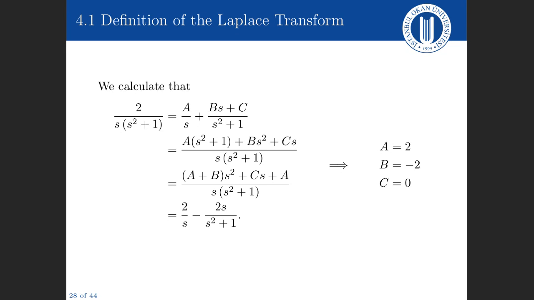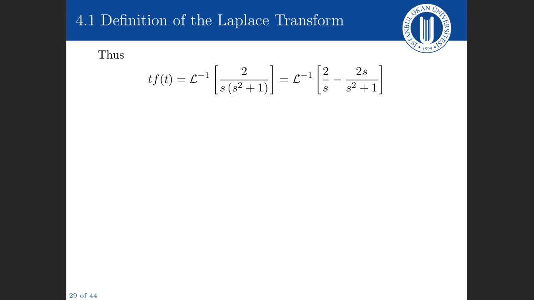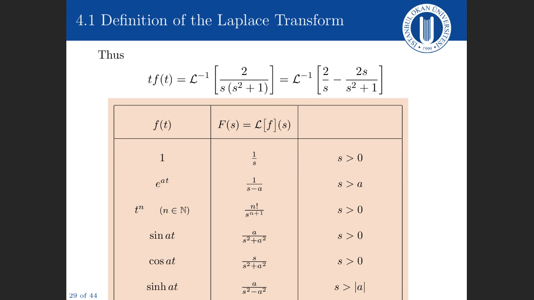So we get 2 divided by s minus 2s divided by s squared plus 1. Therefore, t multiplied by f of t must be the inverse Laplace transform of 2 divided by s minus 2s over s squared plus 1. At this point, we need our table of elementary Laplace transforms.